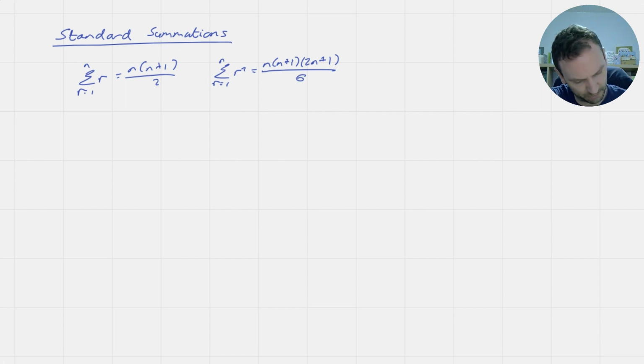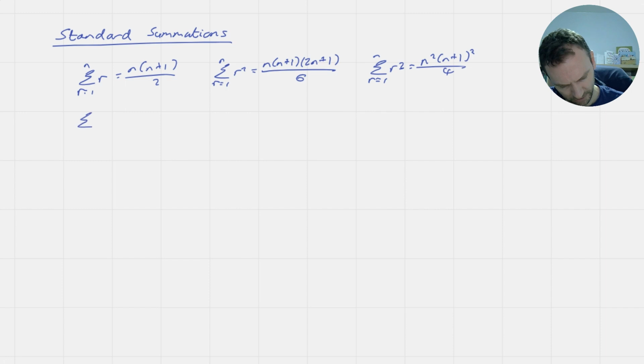And the sum from r equals 1 to n of r cubed. Now this is actually, surprisingly, just the square of the sum of r. So this is n squared times (n plus 1) squared over 4. So if you can remember the first one, you should be able to remember the last one just by squaring that result.